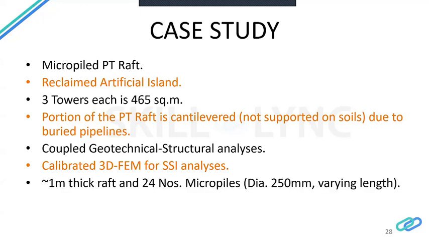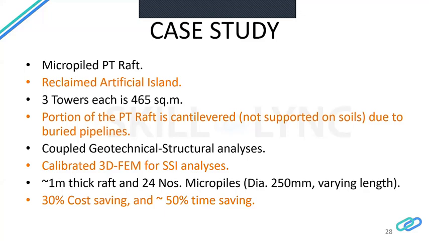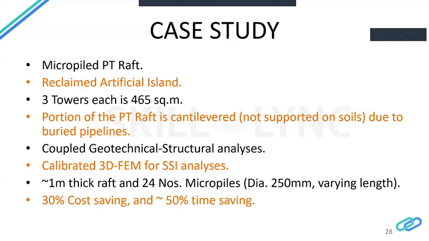The raft was 1 meter thick, almost on average, and we have 24 micropiles with a diameter of 250 millimeters varying in length. And this varying length, we determined based on an optimization study. The overall result, or the conclusion, was that we have a cost saving in that project of up to 30%, and a 50% time saving.